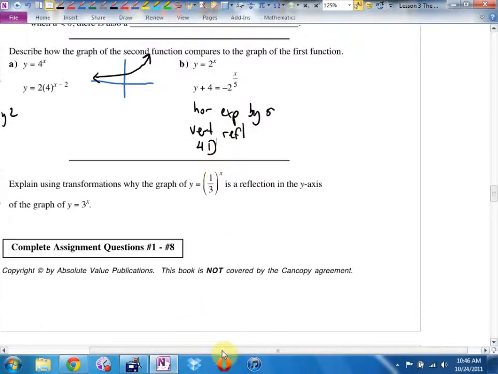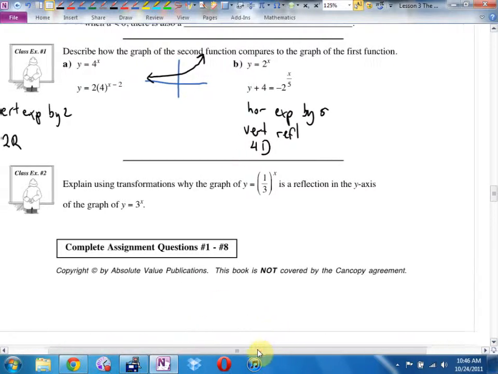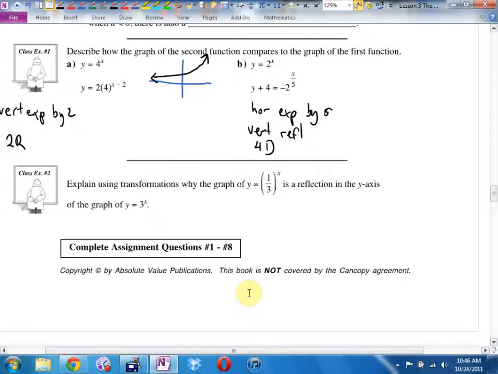Example 2 says, explain using transformations why the graph of y equals 1/3 to the x is a reflection in the y-axis, that's a horizontal reflection, of this graph. Why is this a reflection of this? Well, what's another way to write 1/3 as 3 to some power? So I hear you saying this, Tyson, which is correct. Hey, what can I do with those 2 exponents, though, when I have a power to a power? How does that compare to that?